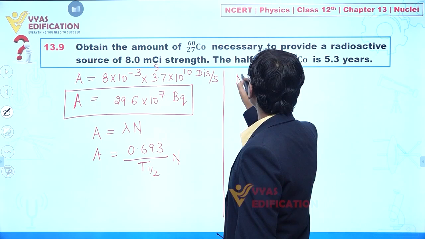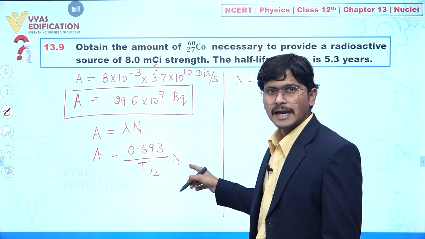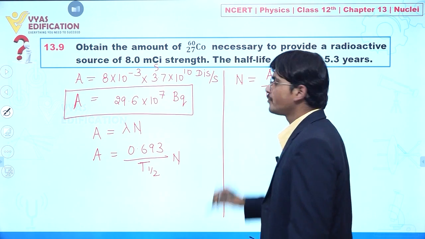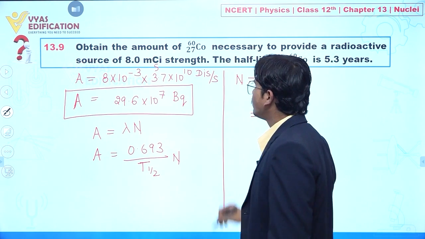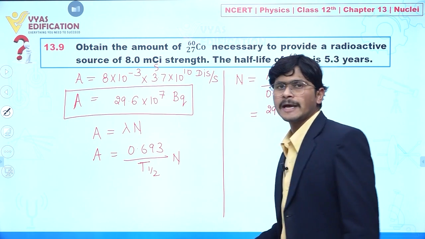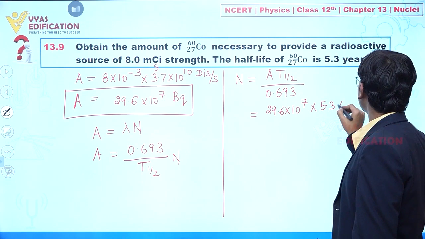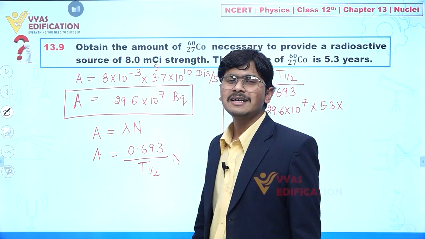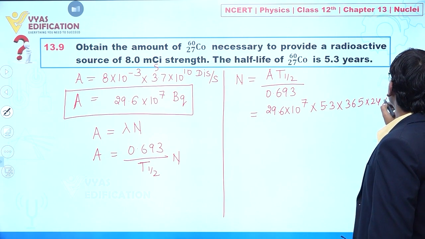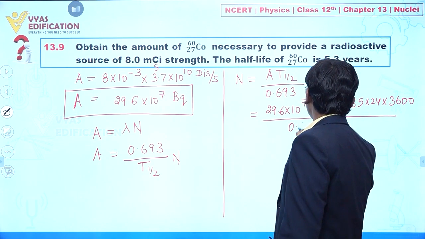Yes, we can write like this, capital N should be equal to A multiply T half divided by 0.693. Clear? So now you can write it like this, value of A we have 29.6 into 10 to the power 7 multiply. What about the half life? Half life is given to you in years, so 5.3. Now you can convert these years into seconds. Clear? How? In 1 year we have 365 days, in 1 day we have 24 hours, and in 1 hour we have 3600 seconds. Clear? And it is divided by 0.693.